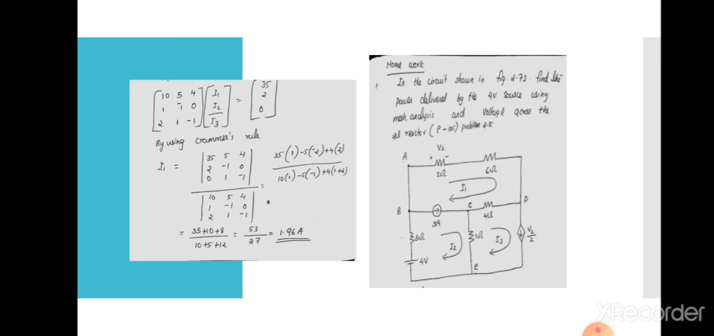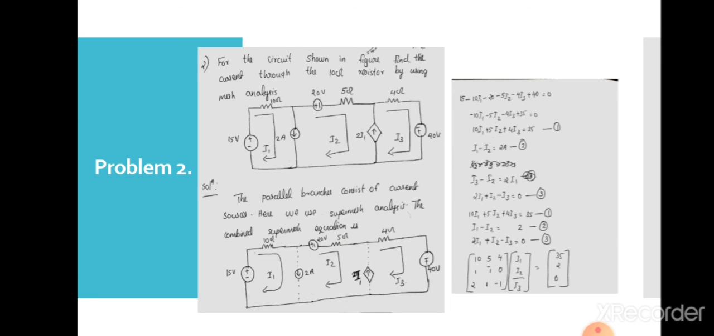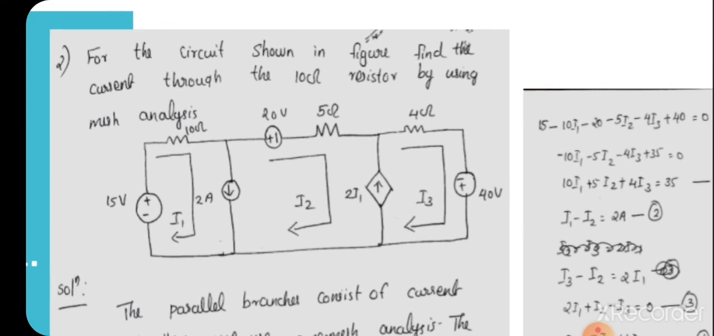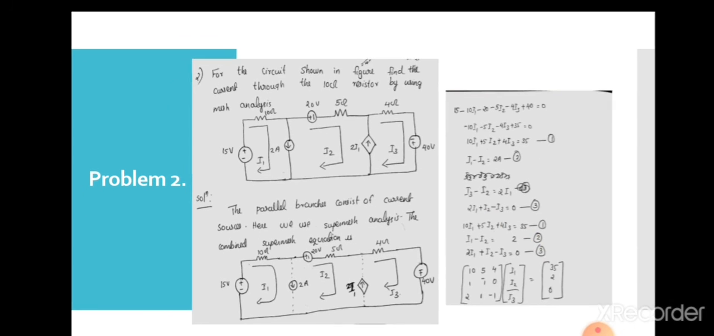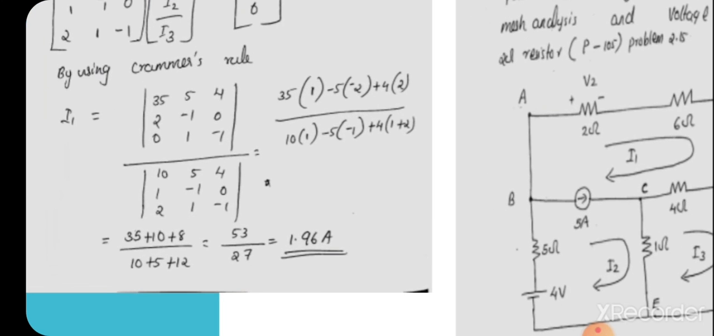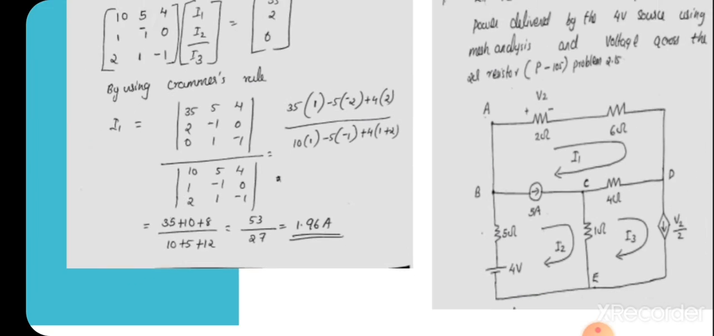So what was your question? For the circuit shown in figure, find the current through the 10 ohm resistor. You are asked to find out the current through the 10 ohm resistor. Where is the 10 ohm resistor? The 10 ohm resistor is the first resistance, and the current through the 10 ohm resistor is I1. So you can find out I1 by applying Cramer's rule. Okay, so you got the value of I1 as 1.96 ampere.